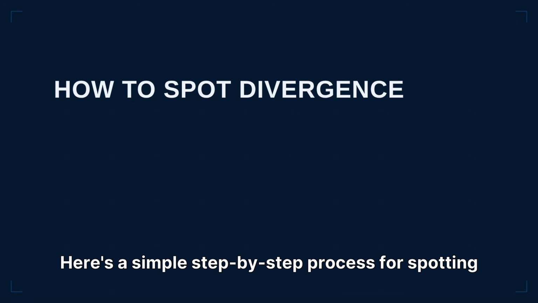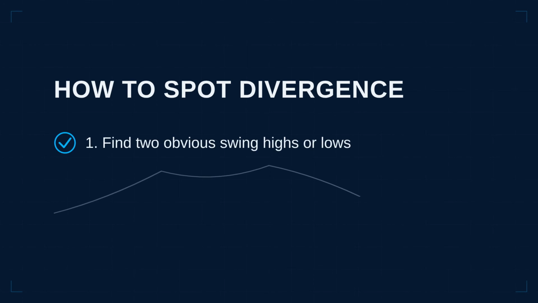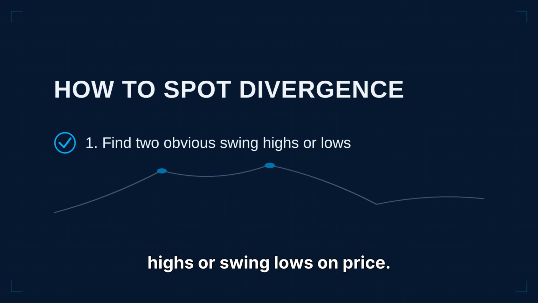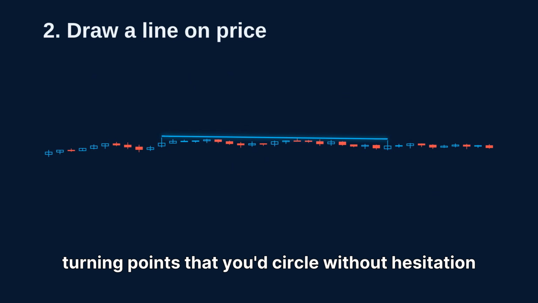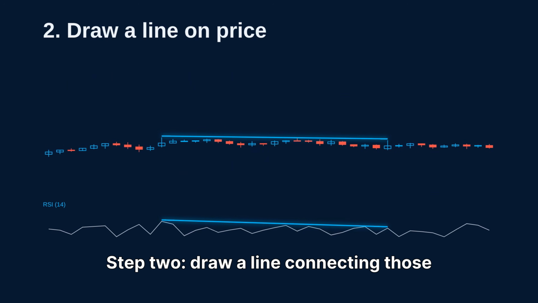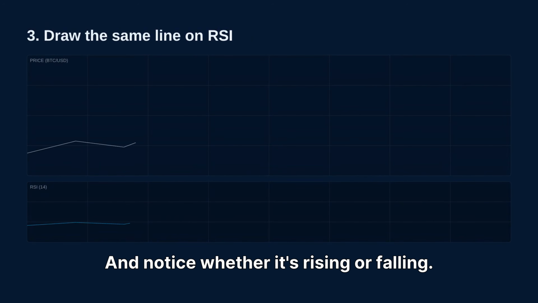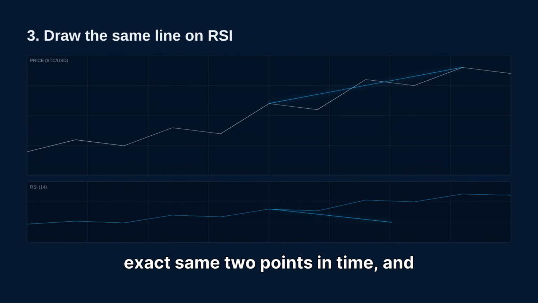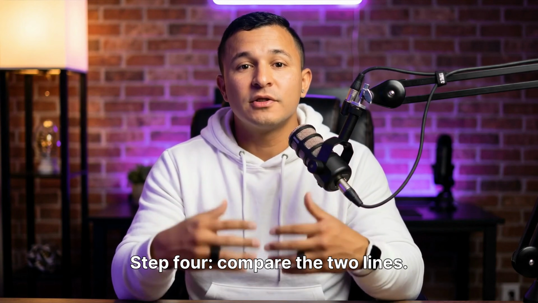Here's a simple step-by-step process for spotting divergence on your own charts, something you can practice today. Step 1. Find 2 clear, obvious swing highs or swing lows on price. Not tiny, insignificant wiggles, but real, visible turning points that you'd circle without hesitation if someone asked you to point them out. Step 2. Draw a line connecting those 2 points on price and notice whether it's rising or falling. Step 3. Look at RSI at those exact same 2 points in time and draw the same kind of line connecting them on the oscillator.